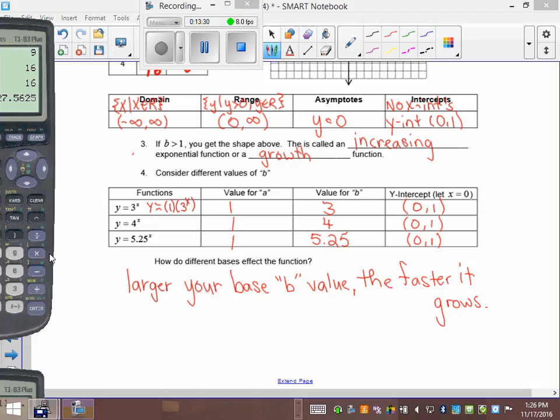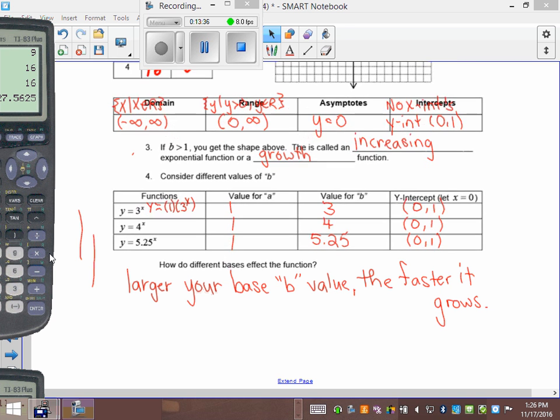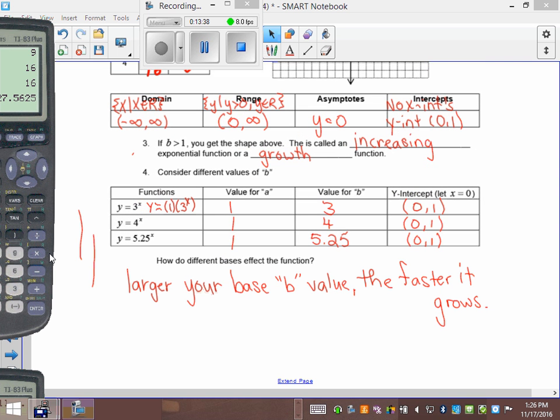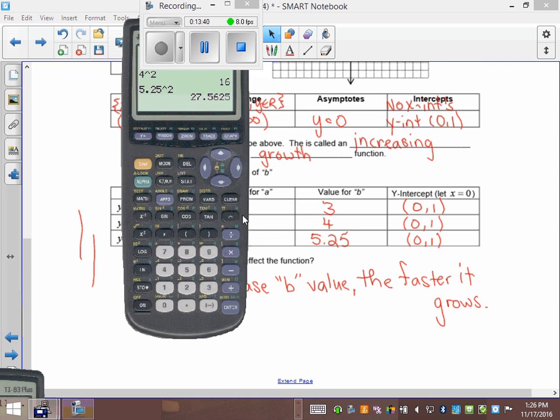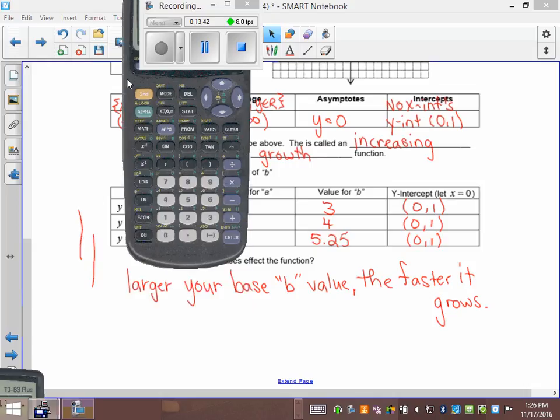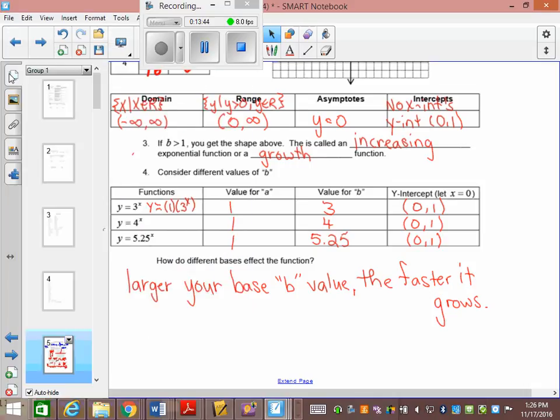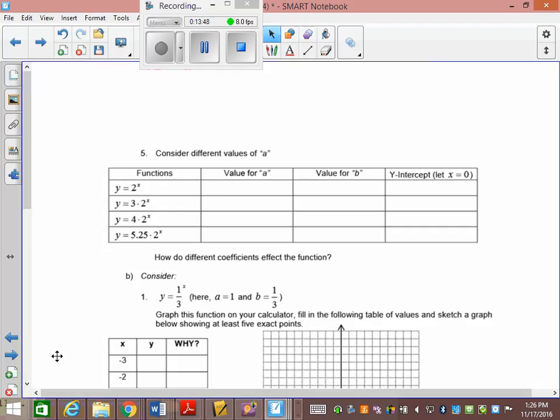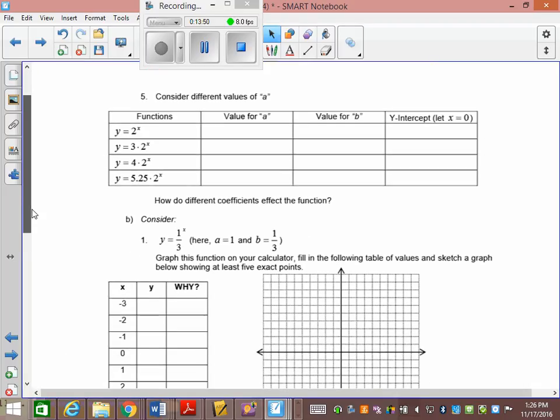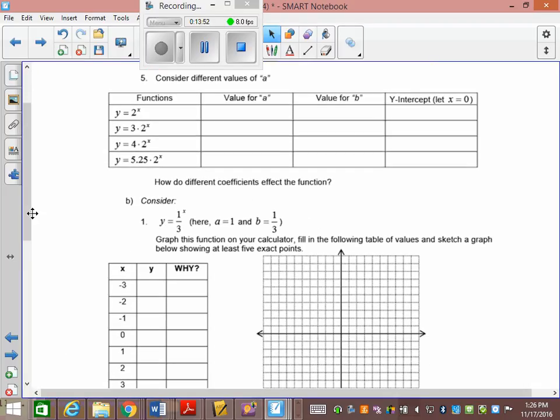I should say faster the graph grows, but same thing. There we go. So what happens if our a value changes? We have all the same b values for these ones, but our a value changed. Let's look and see what happens.